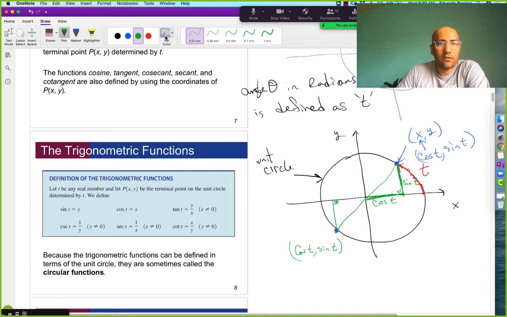Let's change the color. This is a t value that stretches from here and goes all the way out to here. Say this is the t value that stretches all the way out to here into quadrant 3. Then this point would be the terminal point, and it would be cosine t, sine t. Good. And so this right here would be cosine of t.